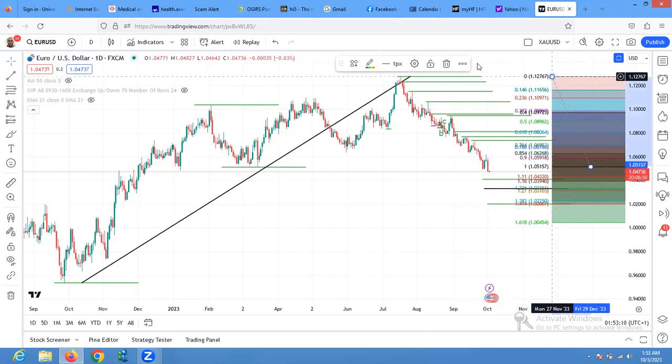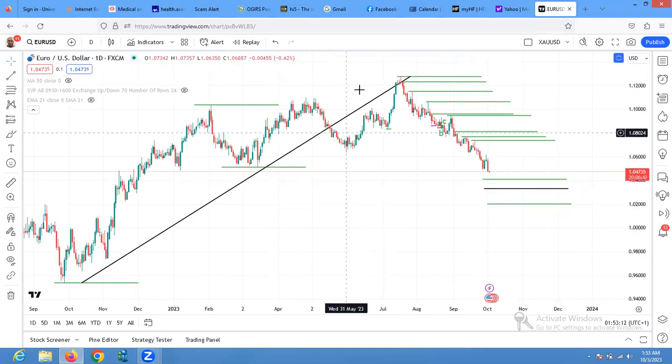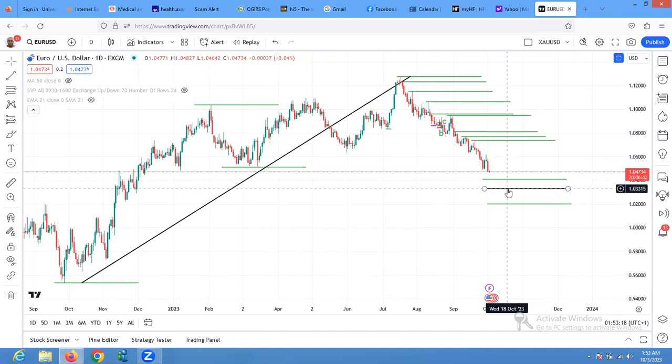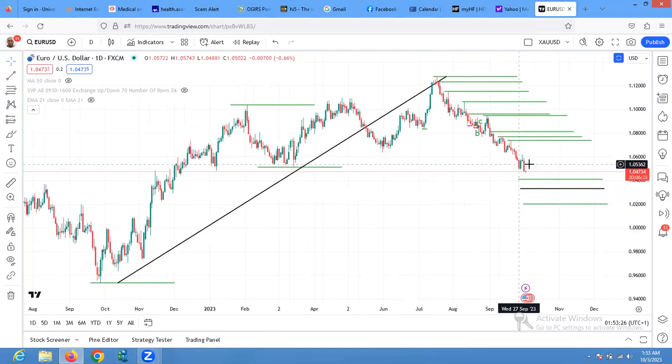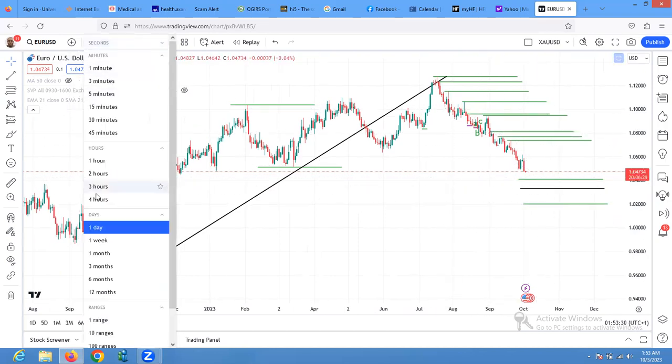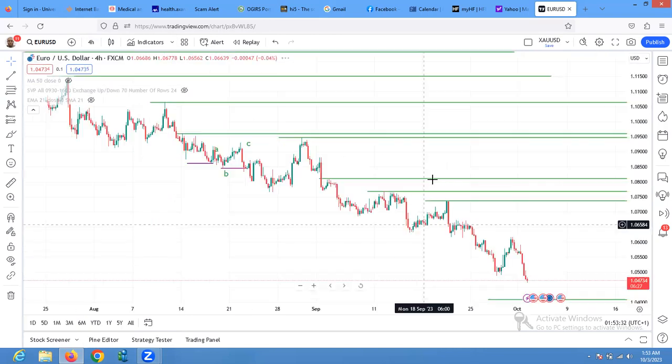That is not as important as the whole of this. So I would take this as a point of reaction than taking this as a point of reaction. That is my own opinion now. Now that we know that this is what we're likely going to get, let's go into 4-hour time frame to look at this.